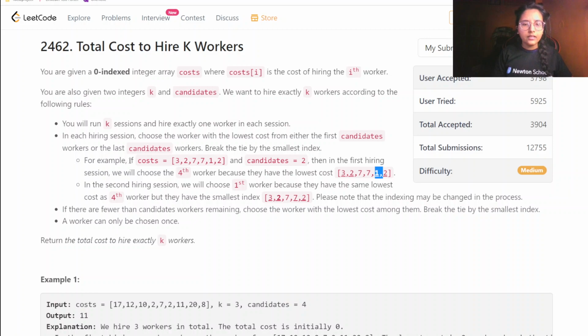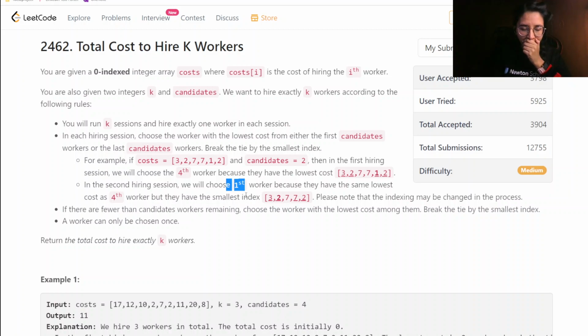And then here cost was this and candidates was this. So k would be 2. That's why there are two hiring sessions. In the second hiring session, we will choose the first worker because they have the same lowest cost as the fourth worker, but they have the smallest index. So here, first two and last two.